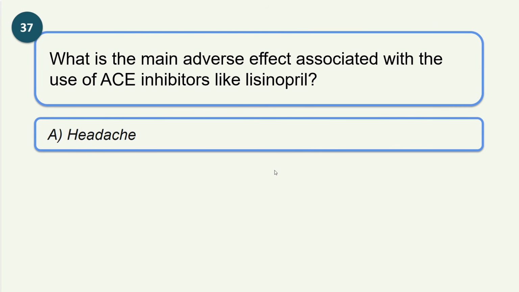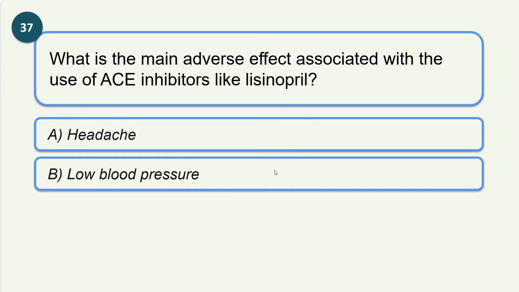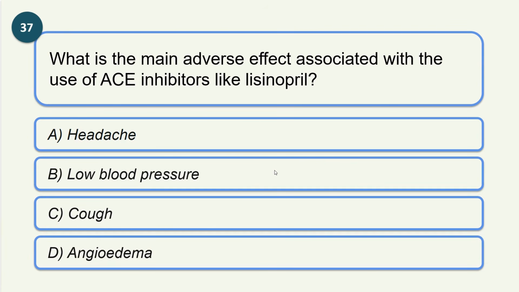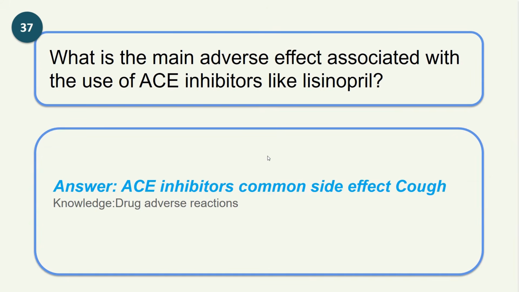Next, what is the main adverse effect associated with the use of ACE inhibitors like lisinopril? A. Headache, B. Low blood pressure, C. Cough, D. Angioedema. The correct answer is cough. Dry cough is a major side effect of ACE inhibitors, which are angiotensin converting enzyme inhibitors such as lisinopril.